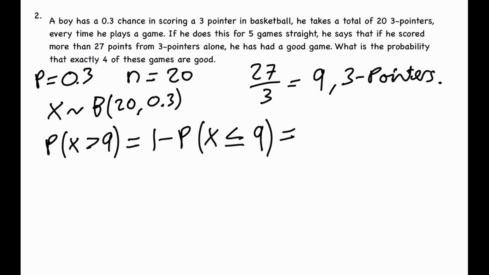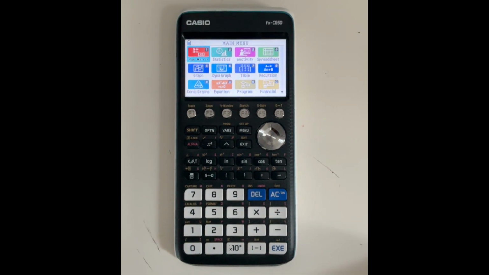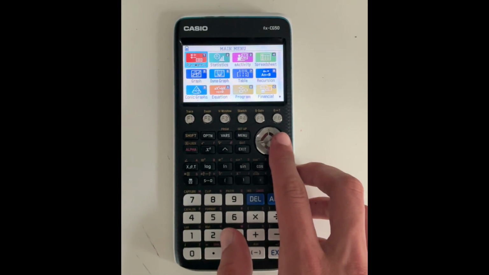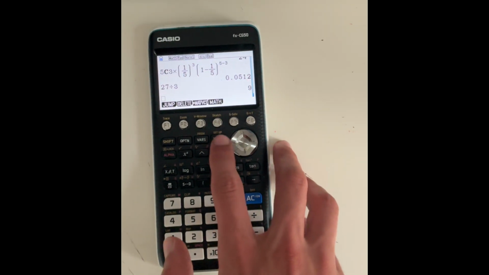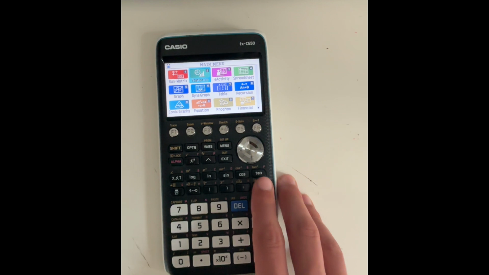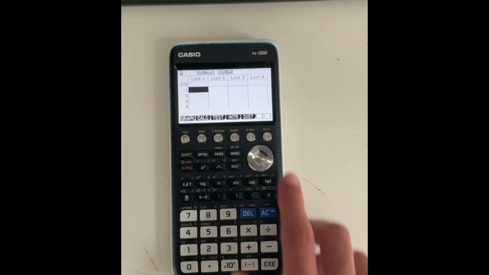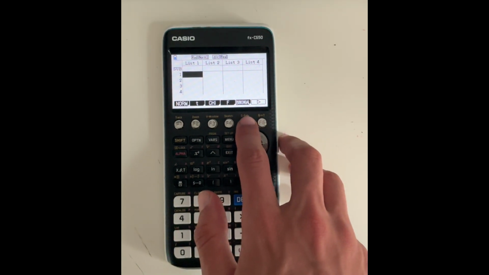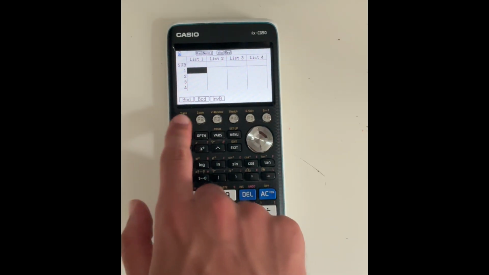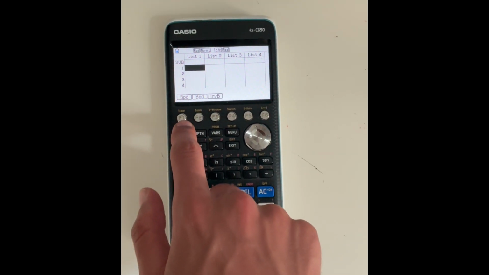If you have a CG50, I'll show you how to do the calculation on the CG50. So if you have a CG50 that looks something like this, to get the probability of a binomial distribution, you can go to statistics here on the menu. So first you will press the menu button, and you'll go to statistics, and you would press EXE, and then you'll go to distribution, so F5 in this case, and you go to binomial, and then you go to BCD to get more than one number. So if you have P of X is equal to, you go to BPD.